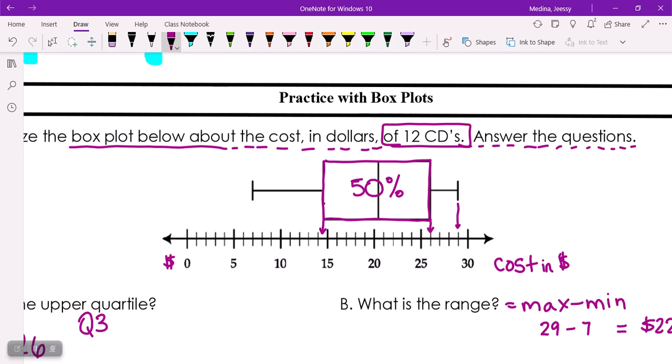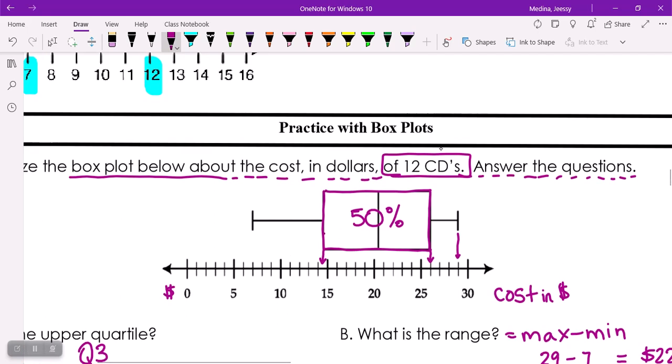So 50% of the data talks about how many CDs? 50% of the data talks about how many of those CDs? Okay. 12 CDs is 100% of the data. The price of 12 CDs is 100% of the data. You have 12 prices. If you're only talking about 50% of the data, how many CDs are we talking about?